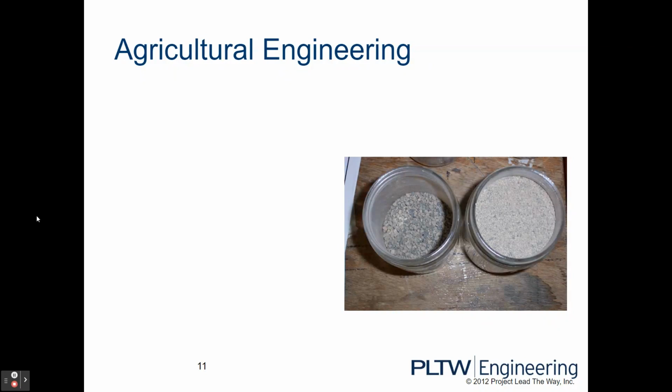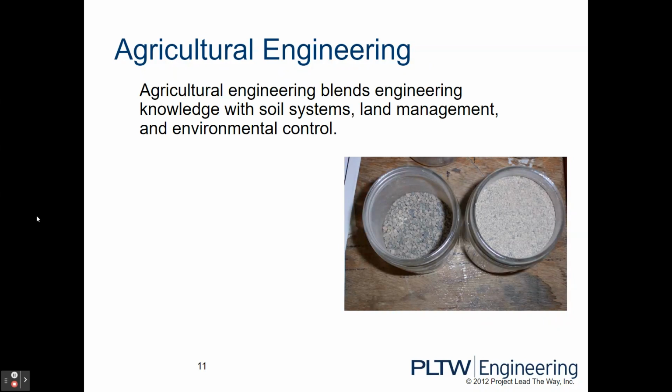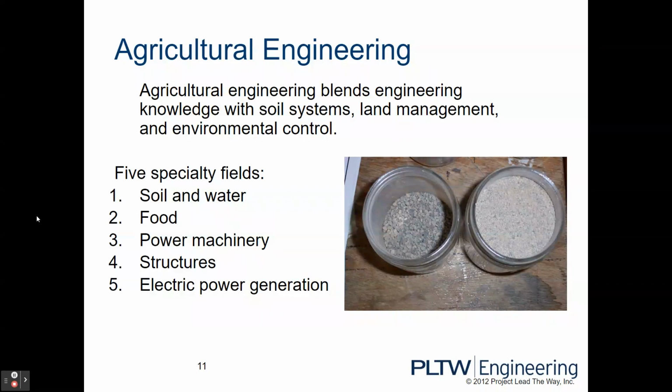The next category, agricultural engineering. Agricultural engineering blends engineering knowledge with soil systems, land management, and environmental control. So there are five specialty fields for that. You have soil and water, food, power machinery, structures, and electric power generation.